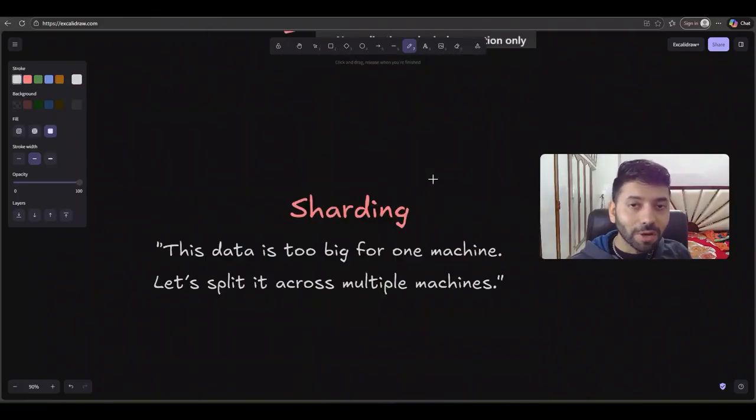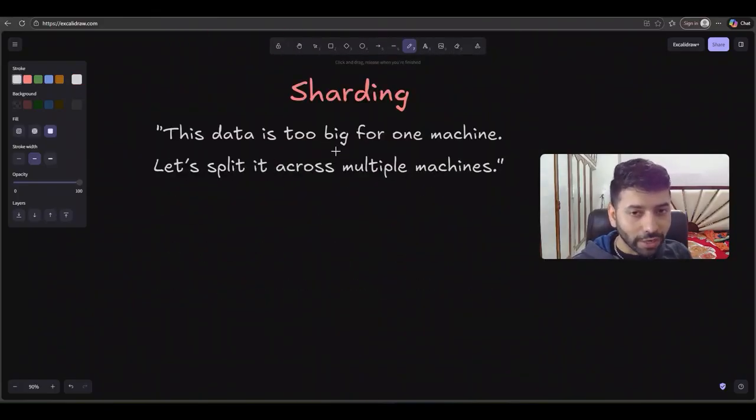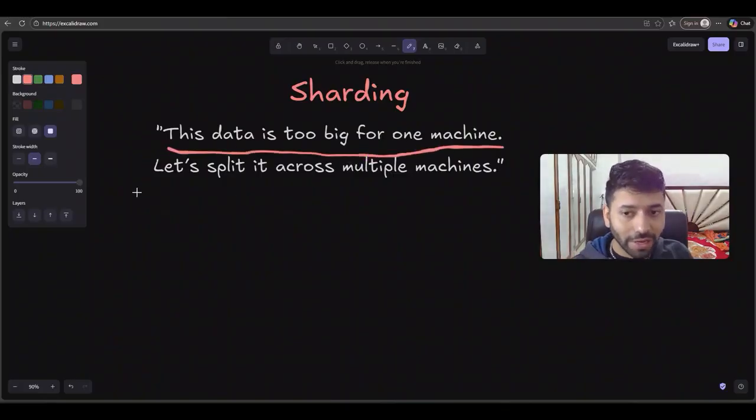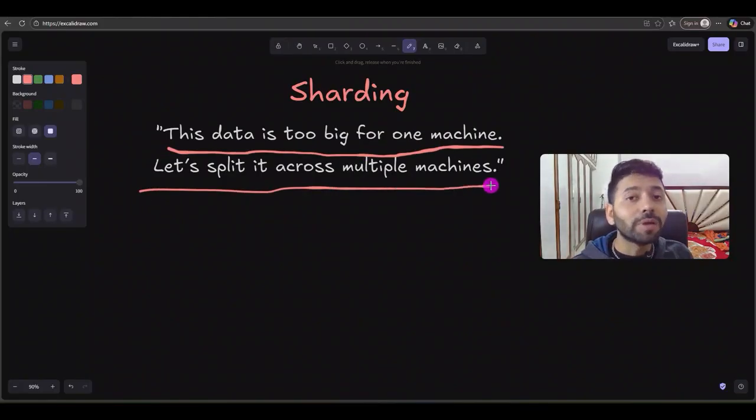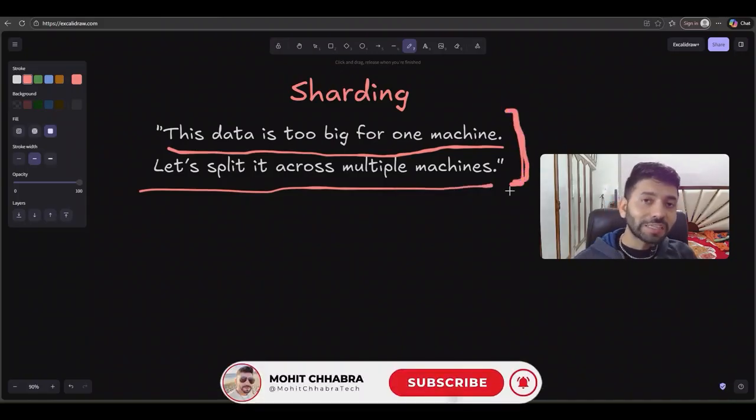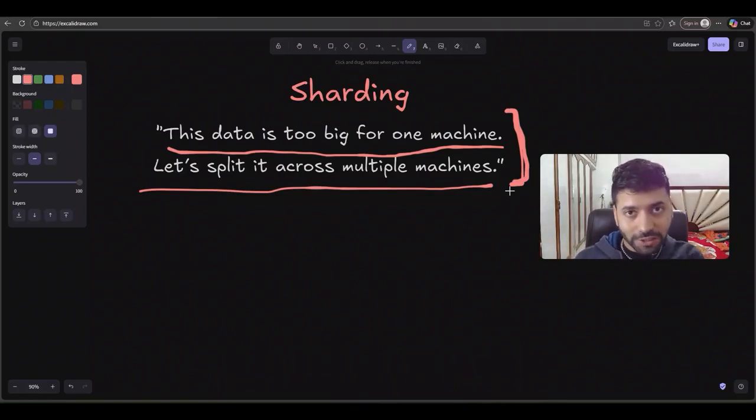Now let's take an example of sharding through which you will get more clarity. So sharding says this data is too big for one machine. Let's split it across multiple machines. So clearly you can see we are talking about physical separation. That's why it's also called horizontal scaling, where we talk about different machines, right?